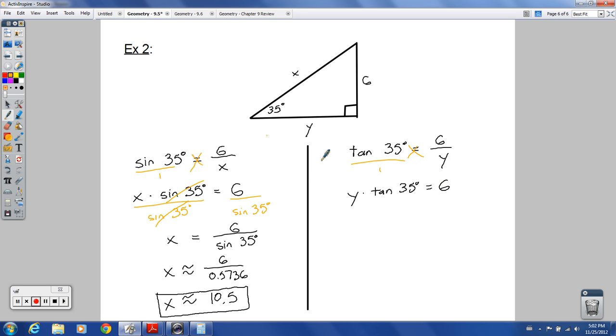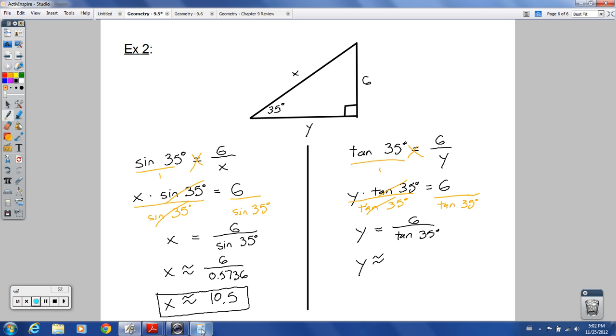Divide both sides by the tangent of 35, which again is just a number, so I'm just dividing. It's like y times a decimal number. I'm just dividing by that decimal number, but keeping it as an exact number by using tangent for as long as I can. So this is y equals exactly 6 over tangent of 35, and then we'll approximate that.